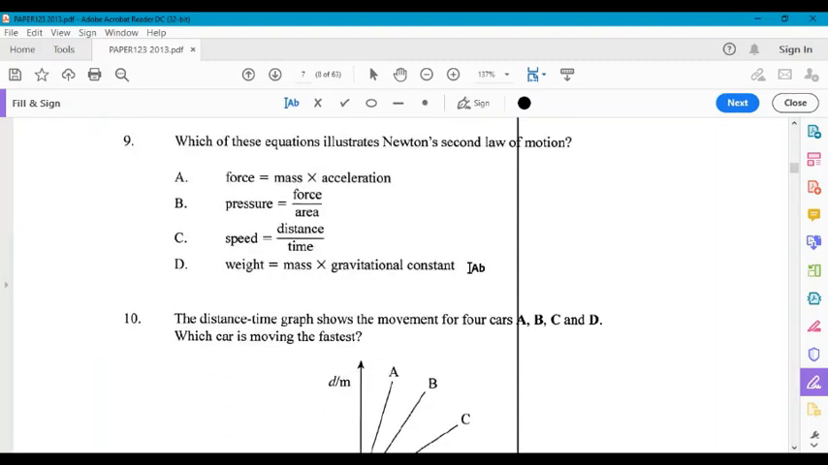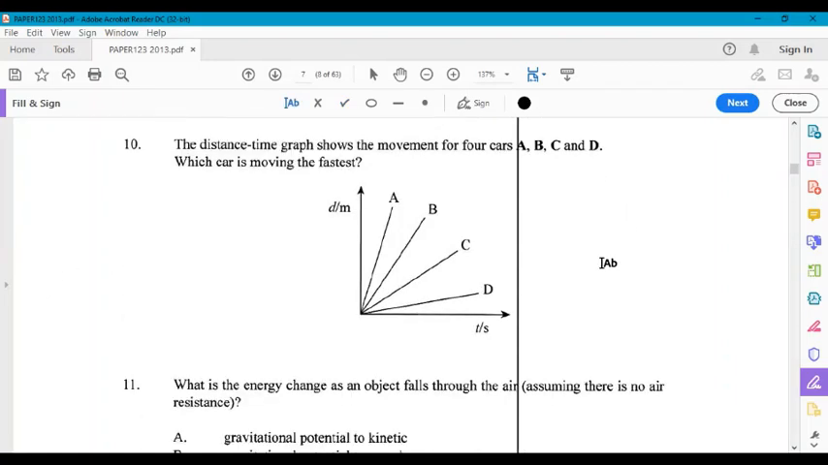All right, number 9. Which of these equations illustrates Newton's second law of motion? Newton's second law of motion tells us that the total or the net force that acts on an object is equal to the product of its mass and its acceleration. The equation that describes that is that one right there, A.